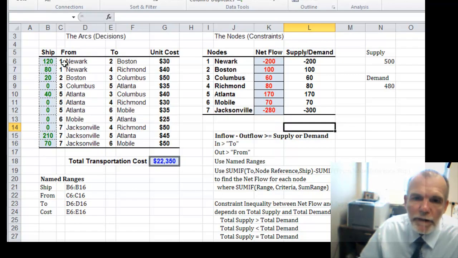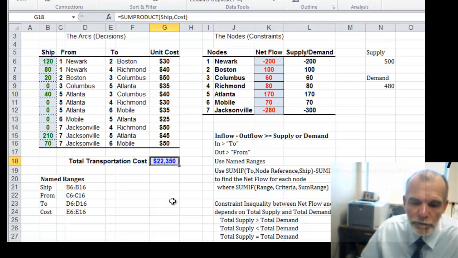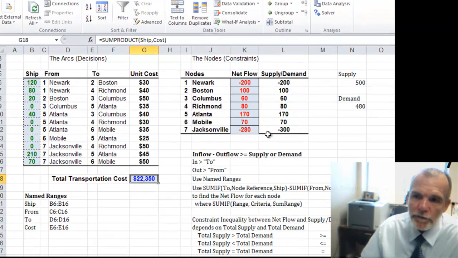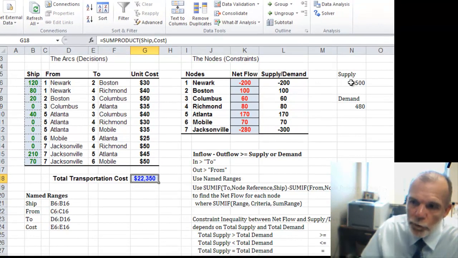Say OK. And so in this column, this tells us exactly how much is shipping from Newark to Boston, from Newark to Richmond, and so forth. And when that is done, this total transportation cost is going to be $22,350. So this satisfies our constraints. We don't ship more than what we have available. We meet the demands of the demand points because we had more supply than demand. So we should be meeting all of our demands and not have a little bit of our supply left over.